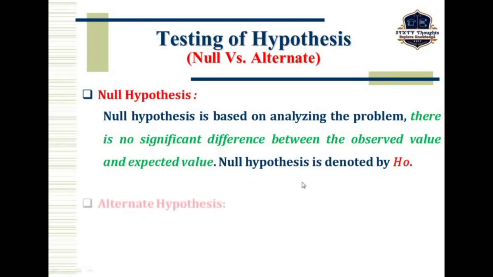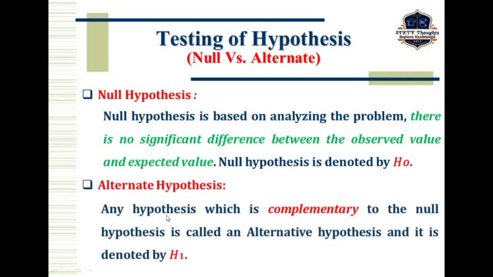Let us see what is meant by alternate hypothesis. An alternate hypothesis is any hypothesis which is complementary to the null hypothesis statement, and it is denoted by H one. For example, if the statement is today is Friday, the alternate hypothesis is today is not Friday. That is called the alternate hypothesis.